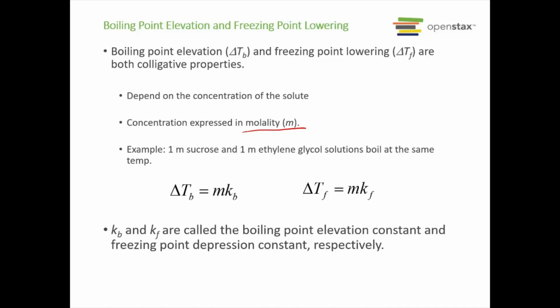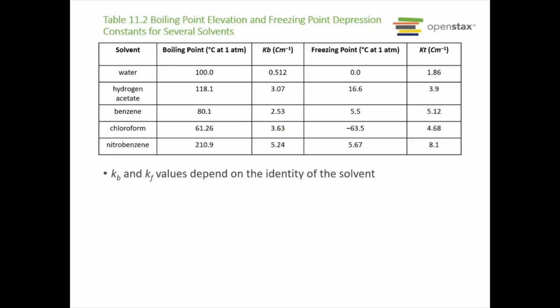So to find these changes in boiling point or freezing point, these are our equations here. Delta TB equals m times KB, where m is our molality, and delta TF equals m times KF. So KB and KF are constants for boiling point elevation and freezing point depression. Your book, table 11.2, has some values of them for certain substances. Here's a screenshot from your book showing you some KBs, and for some reason it's calling the freezing point one KT. That should be an F, not a T. I don't know why it says KT. This is straight out of the book. But you can see the different values depending on what your solvent is.